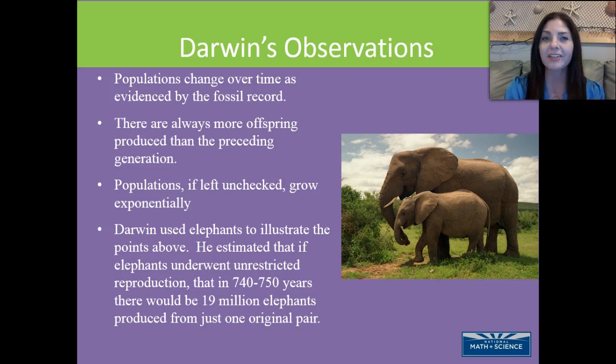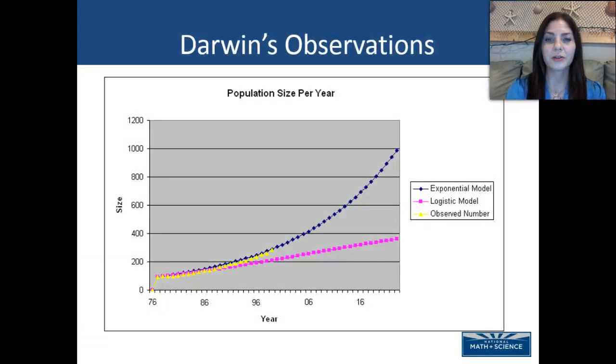Now, obviously, Darwin's theory on that was a little bit flawed. He wasn't taking into consideration the death rate, any types of diseases that might occur. He wasn't taking into consideration a 50-50 split of females and males. So all of those things contribute to the flaw in his observation. Now, this is a graph representing exponential growth. So he was predicting that the elephants would grow exponentially along this line. We have our logistic model, and then what was actually observed.